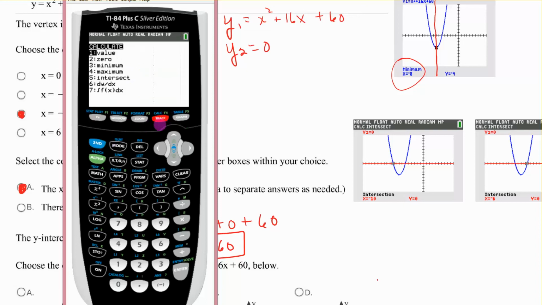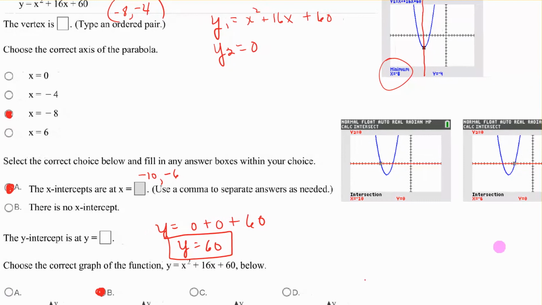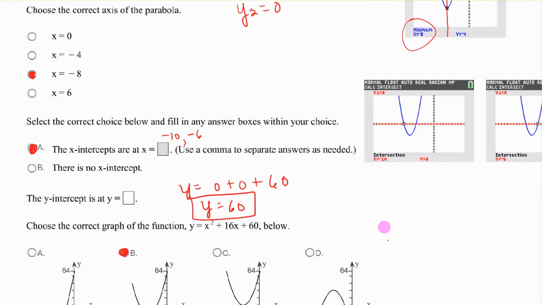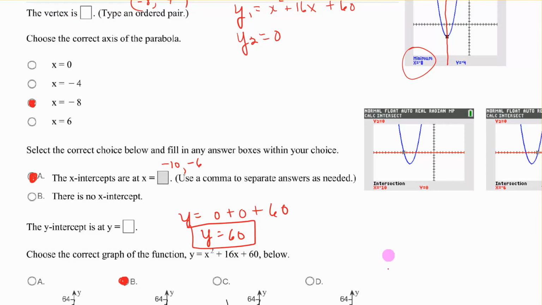Second calc 5, and we'll hit enter 3 times. We went to this one right here. That's x equals -6. To get the other one, second calc 5, but before we hit enter, we want to move over close to that other one and hit enter 3 times, and we get -10. So those screenshots are there, but that's how I got those. X-intercepts are there.